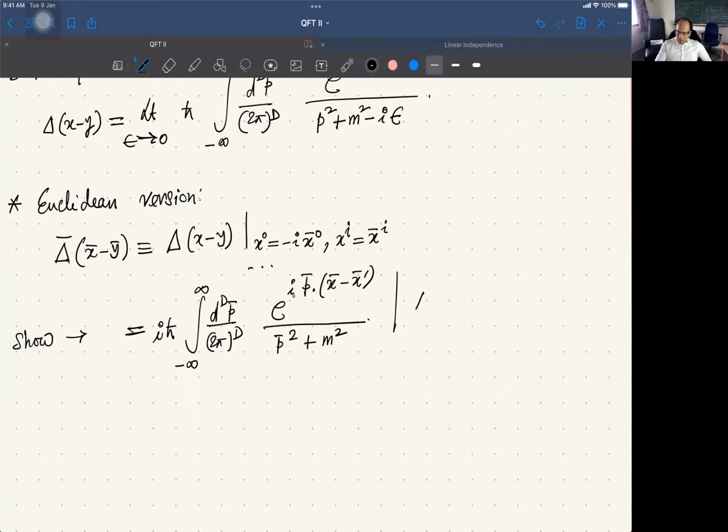Here, a bar dot b bar is the Euclidean dot product, which means a bar 0 b bar 0 plus a bar i b bar i.